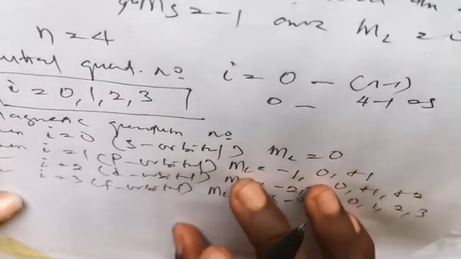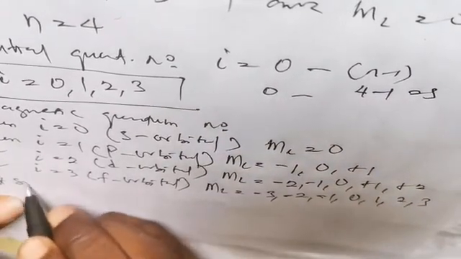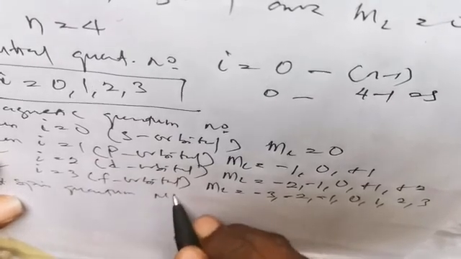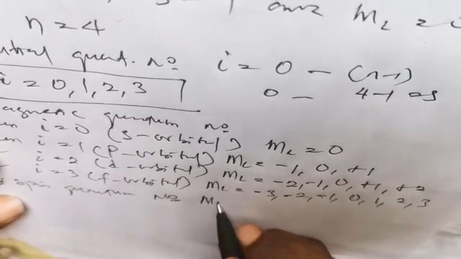Finally, the spin quantum number. This one does not change. The spin quantum number ms remains -1 over 2 and +1 over 2.